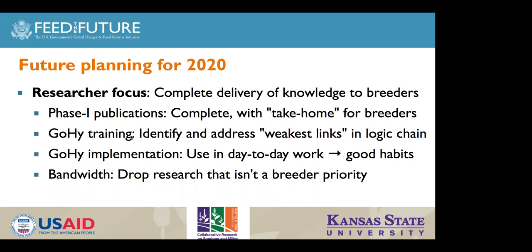We've done a lot on the Go High training, and I think we need to do more on addressing those weakest links in the logic chain. A lot of the Go High process, people are already familiar with parts of it, but we need to figure out where people are less comfortable and make sure that's where we don't skip over the logic. We really focus our efforts on those weakest links and really use it day to day to get good habits.